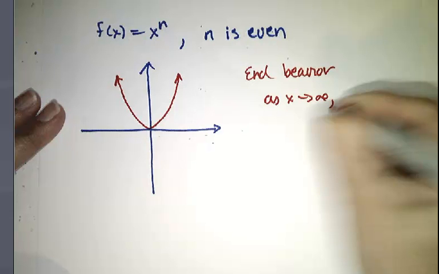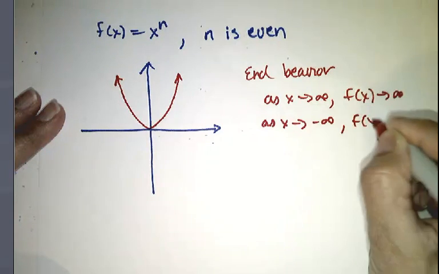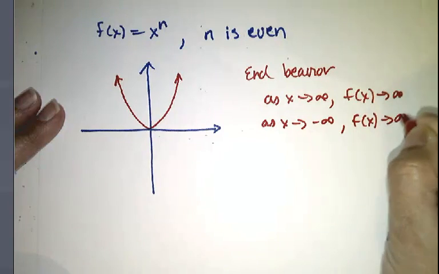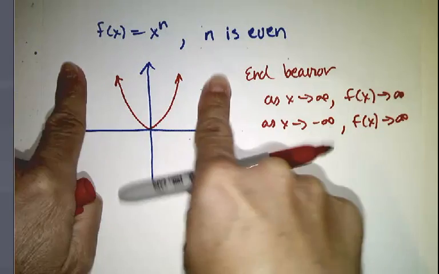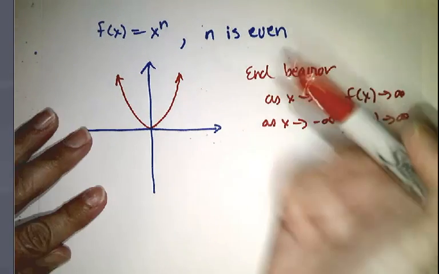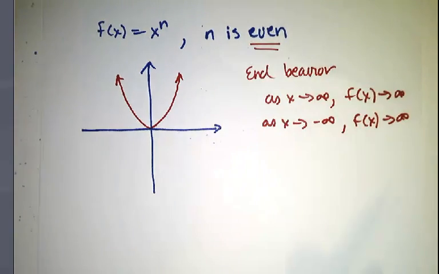And what we know about that is the end behavior. And so as x goes to infinity, f of x goes to infinity. And as x goes to negative infinity, f of x still goes to infinity. In other words, as we go out in either direction, the function goes up. Okay, and that's true if n is even.